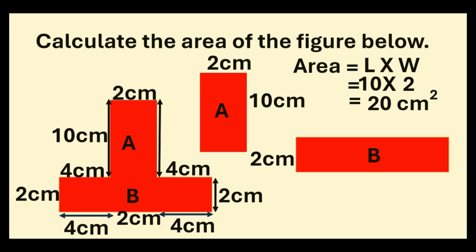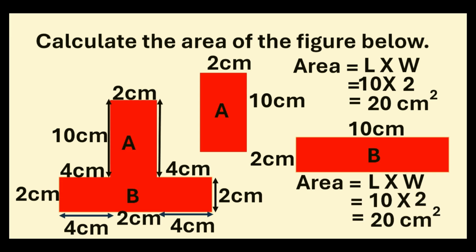So let's bring the second shape out, which is B. The breadth is 2 centimeters and the length is 10, because here the length is 4 plus 2 plus 4, which gives you 10. And so you can find the area to be length times width. Of course it's going to give you 10 times 2, which is 20 centimeters squared.